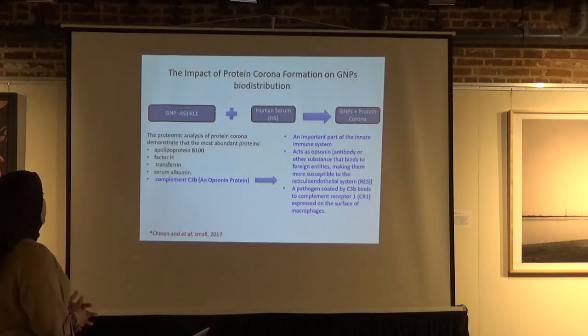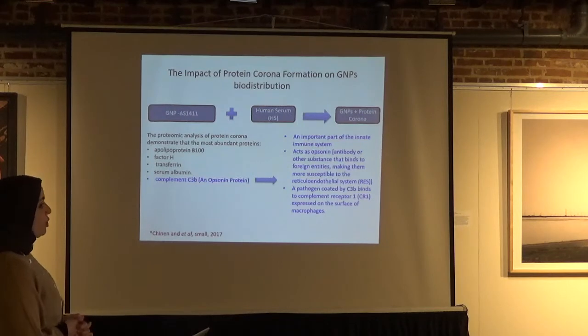And one of them was the complement C3b, which is known as an opsonin protein. Opsonin means any antibody or other substance that binds to foreign entities in blood and makes them susceptible to the immune system. So any pathogen conjugated or absorbed with C3b protein will be recognized by the complement receptor, which is expressed on the surface of macrophage cells.